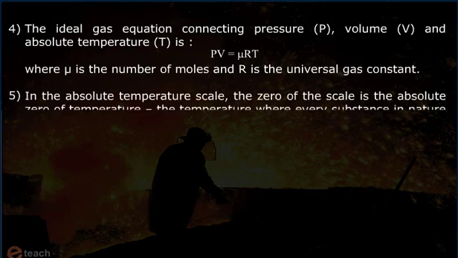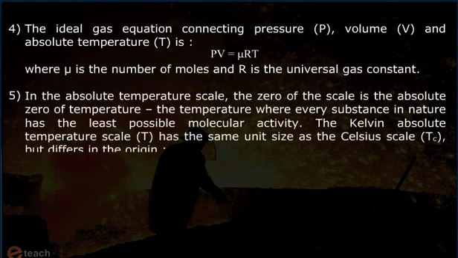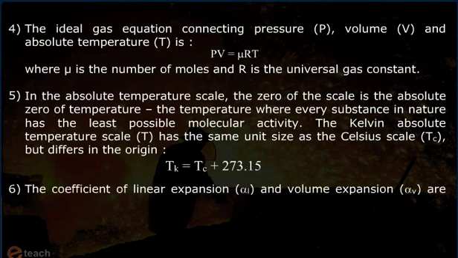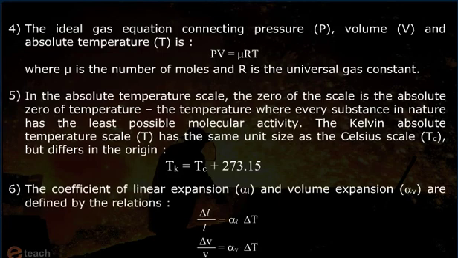Fifth, in the absolute temperature scale, the zero of the scale is the absolute zero of temperature. The temperature where every substance in nature has the least possible molecular activity. The Kelvin absolute temperature scale T has the same unit size as the Celsius scale Tc but differs in the origin. Tc = T - 273.15.